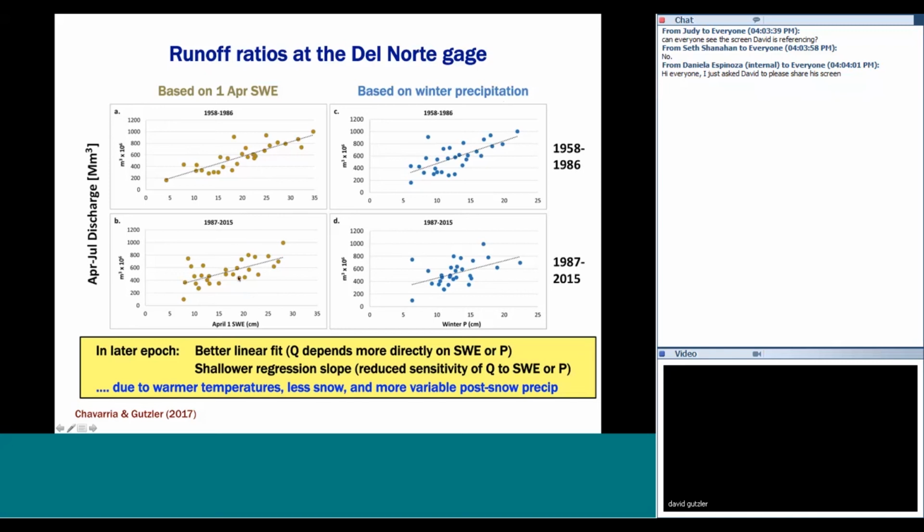There's another feature of these two graphs, and that is that the slope of the line is shallower in the lower plot, which tells us that the sensitivity of runoff to, in this case, April 1st snowpack is now less. I would argue that is what we would expect to happen in a period of time when snowpack is decreased relative to the amount of rain, which, remember, the total precip is not exhibiting any downward decline.